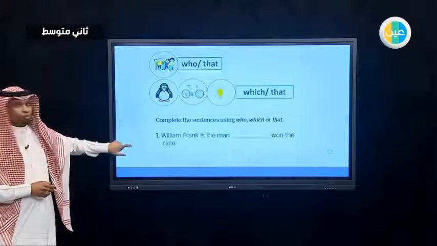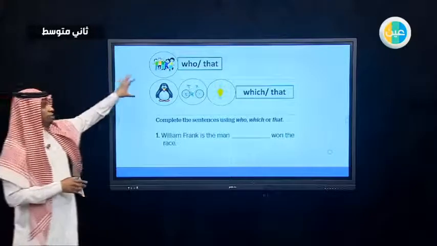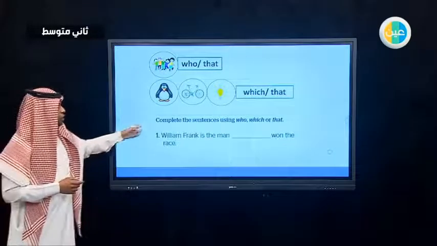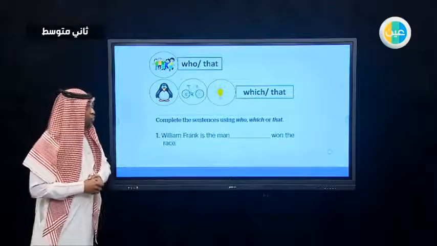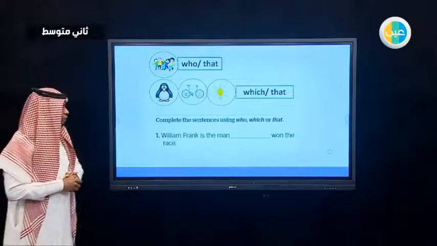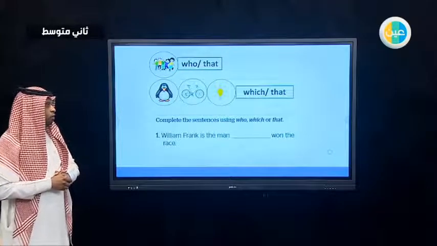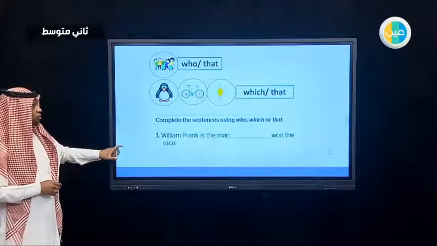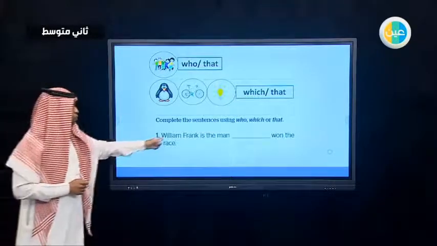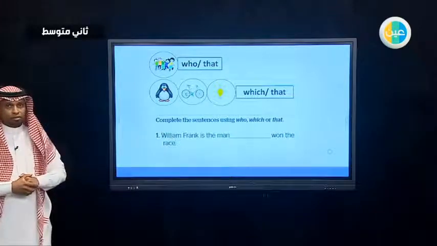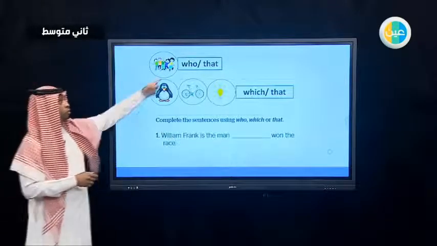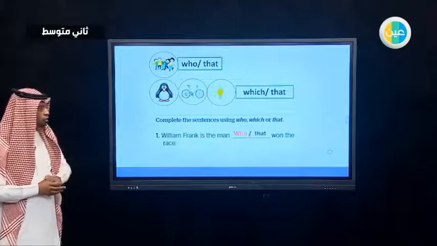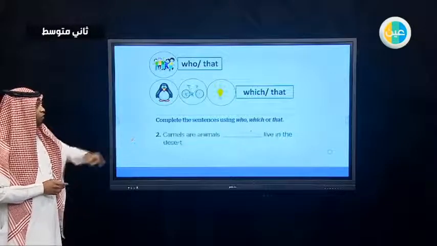Okay, now let's move to the exercise here. This is like a reminder for you to remember what we have just said. Complete the sentences using who, which, or that. William Frank is the man won the race. What do you think? William Frank, it's a name of a person. He's a person. Good. We can say who, or we can say that. Good. Who or that. Now let's move to the next one.